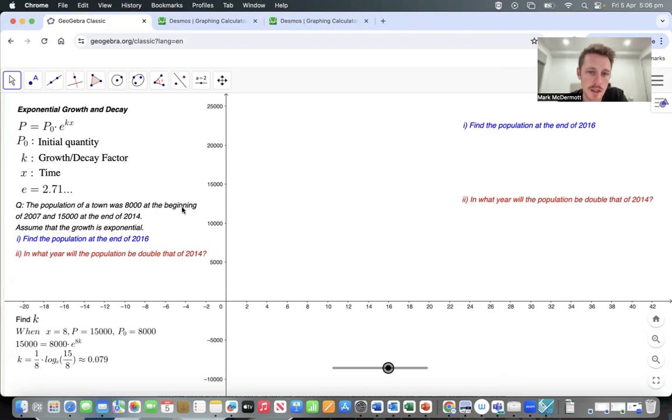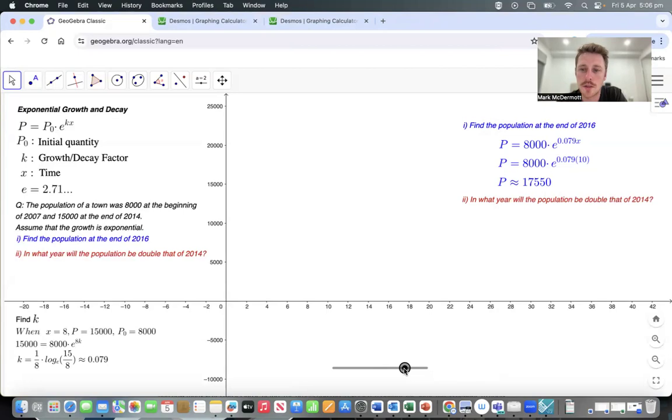So yeah, with that information, we know what k is, and so now we can find the population at the end of 2016. We know this is our rule, approximately, with k being approximated to 0.079. We substitute in at the end of 2016. So that's going to be x being 10, because again, all of 2007 counts as the first year, and then till the end of 2016. So that's actually 10 years. And then you get an answer of approximately 17,550. So again, you chuck that in your calculator and you'll get that as your answer.